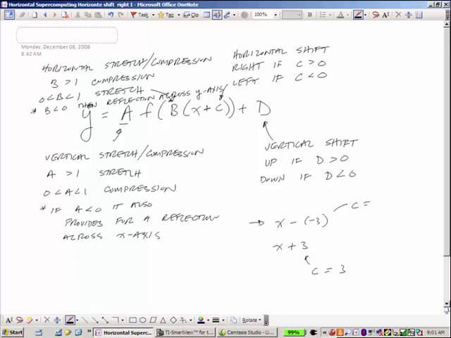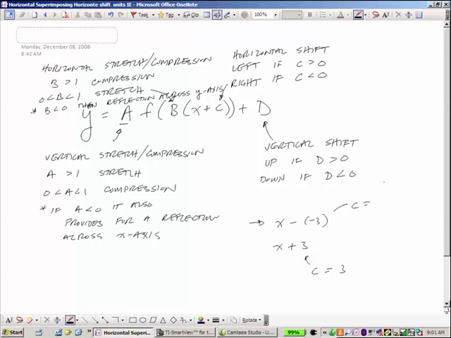Okay, so if it's X plus, then if C is less than 0, it shifts it to the left. Sorry, if C is greater than 0. If it's X plus a number where C is positive, it shifts it to the left. If it's X plus a number where C is negative, it shifts it to the right. Do people like that better?